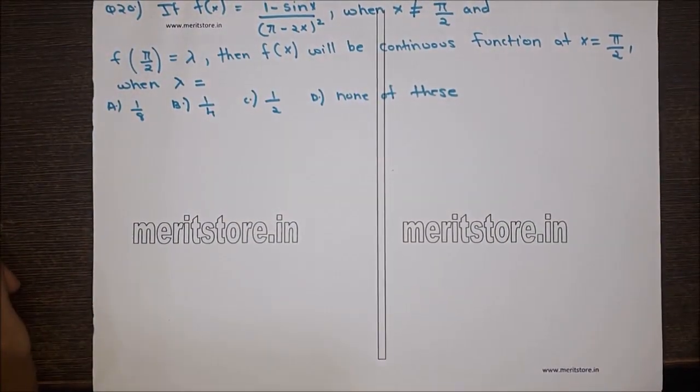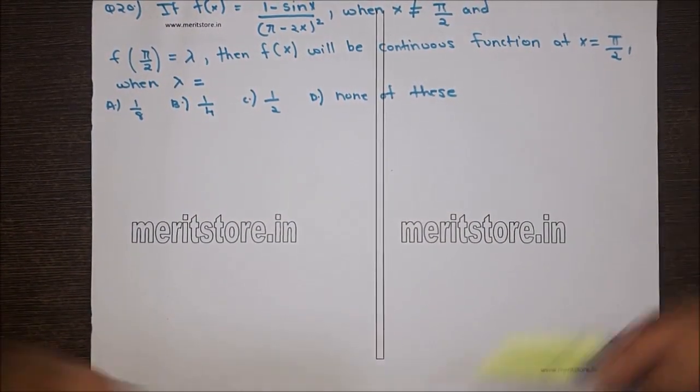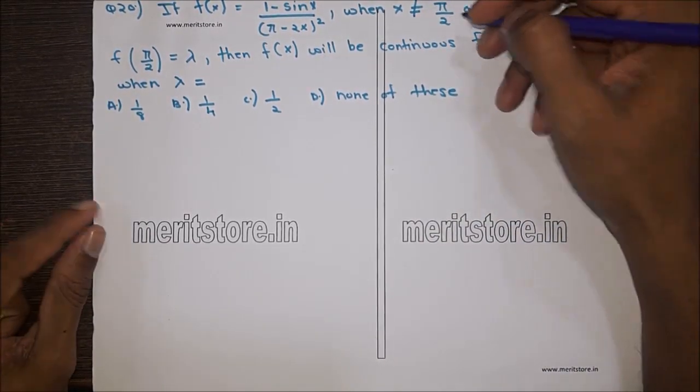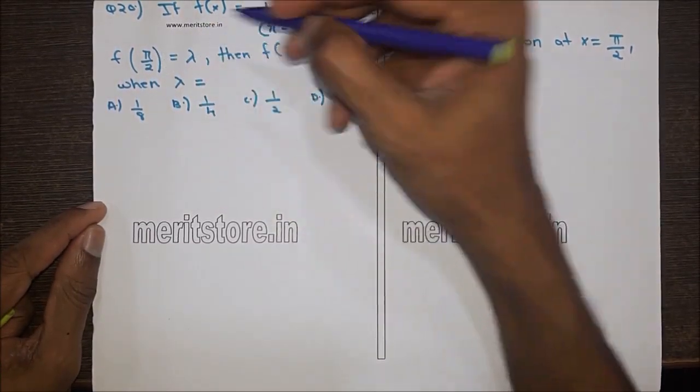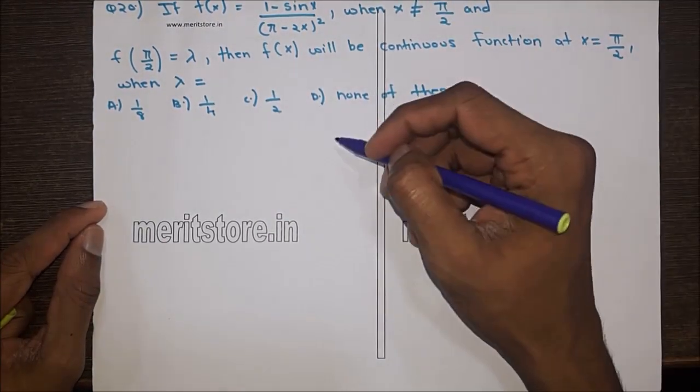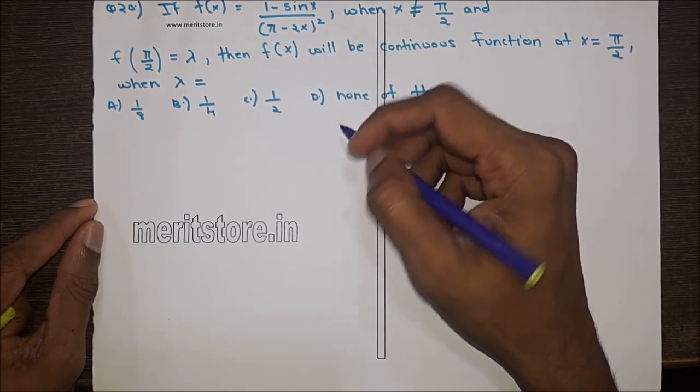Question 20. If f of x is equal to 1 minus sin x upon pi minus 2x the whole squared, when x is not equal to pi by 2, and f of pi by 2 is equal to lambda, then f of x will be a continuous function at x equals pi by 2 when lambda is equal to, we are given 4 options.